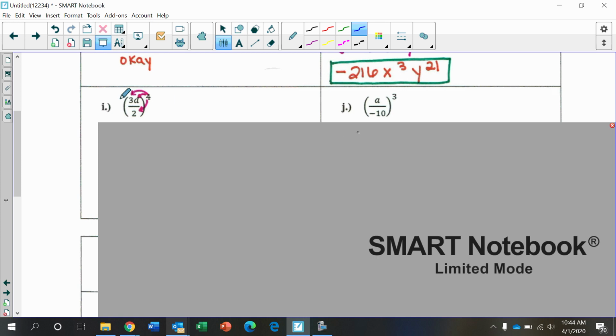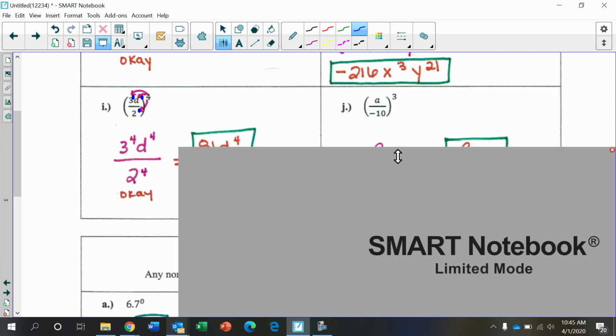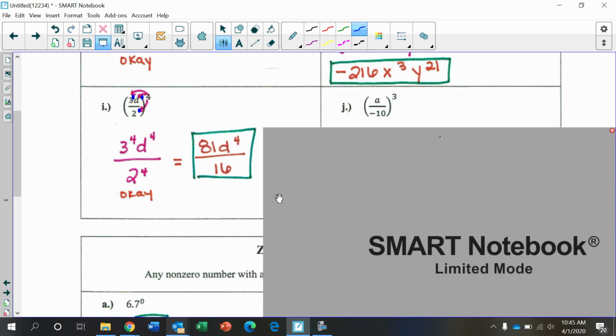Okay, again, over here, now we have fractions. Okay, I forgot to put the 1 here. So we're just distributing to each one. So, again, we get 3 to the 4th. Oh, I forgot to put the 1 here too. Okay. So you're just distributing to each one. So I get 3 to the 4th. Plug into your calculator. You would do 3 times 3 times 3 times 3. On the bottom, you're just doing 2 times 2 times 2 times 2. And then d to the 4th stays exactly where it is, just because you can't do anything with it. This will be your new answer.